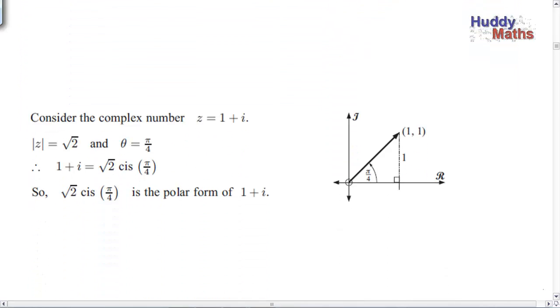Here's an example. Let's have a look at 1 plus i. So if we plot it, it'll be 1, 1 out there, our complex number. And here, what will that length be by Pythagoras, the modulus of the complex number, square root of 1 squared plus 1 squared, to be root 2. And the angle, quite clearly, here will be pi on 4, because the tan of theta, let's just use tan in there, is 1 over 1. So theta is the angle whose tangent is 1, which is pi on 4.